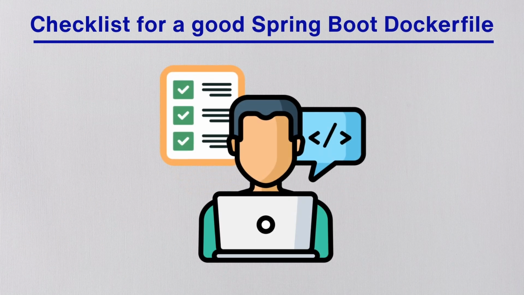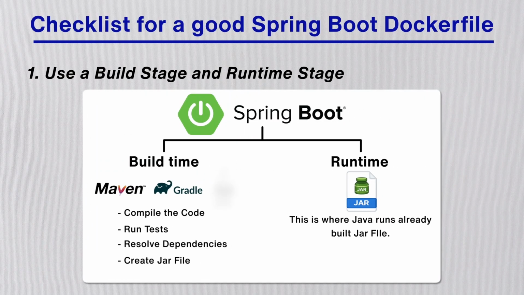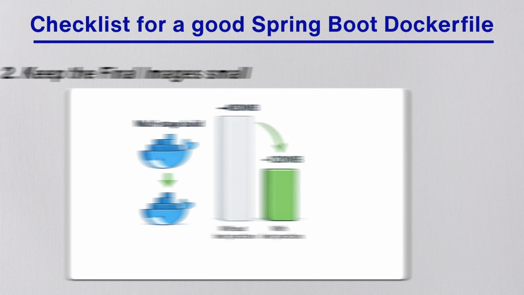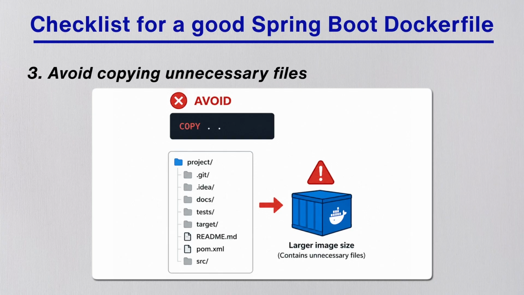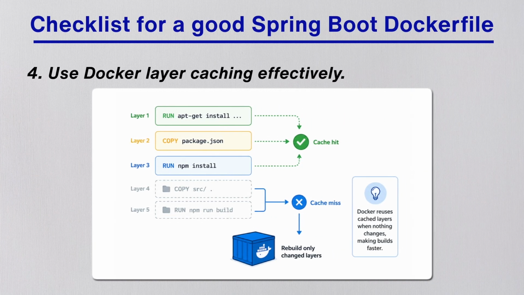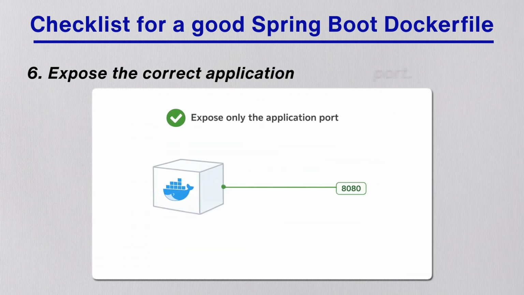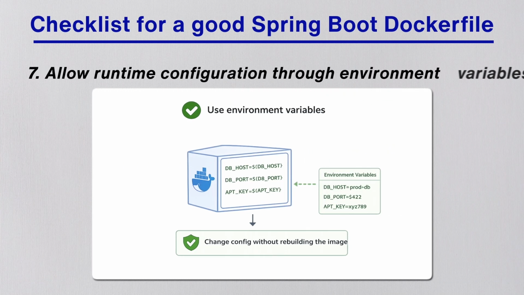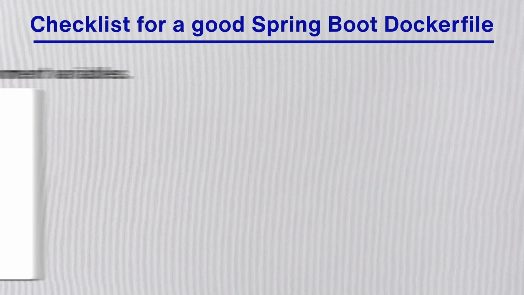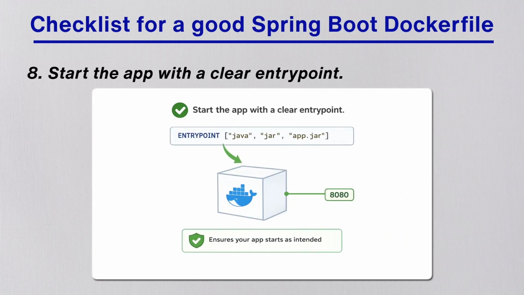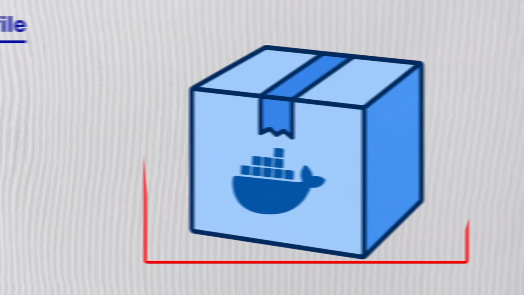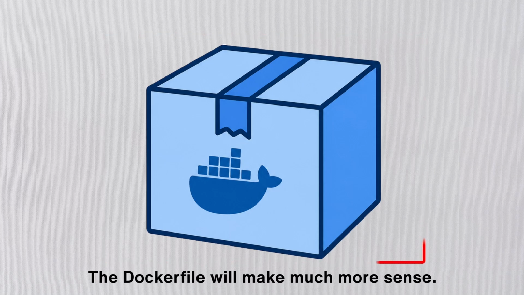Before we write the Dockerfile, here is the developer checklist. A good Spring Boot Dockerfile should use a build stage and a runtime stage. Keep the final image small. Avoid copying unnecessary files. Use Docker layer caching effectively. Run the app with a non-root user. Expose the correct application port. Allow runtime configuration through environment variables. Start the app with a clear entry point. Now that we understand the high-level idea, the Dockerfile will make much more sense.